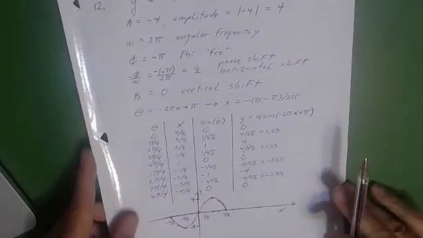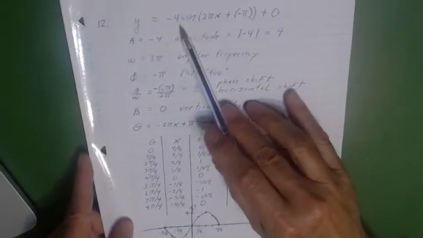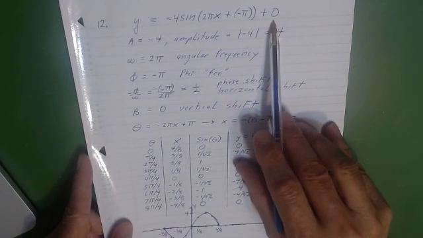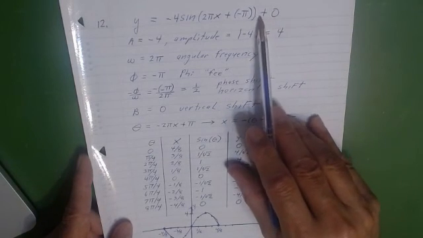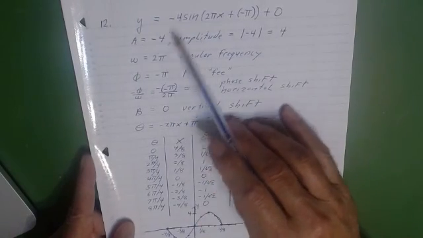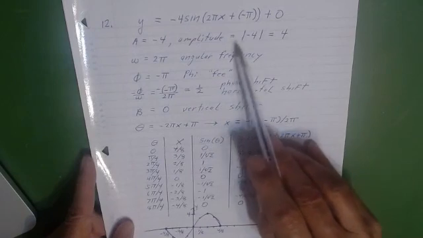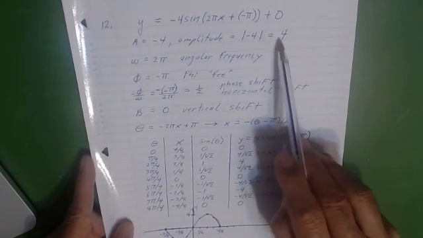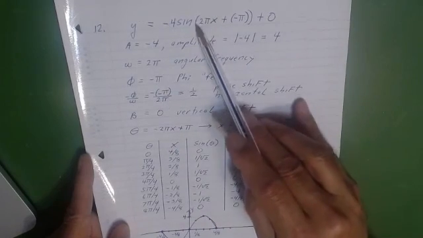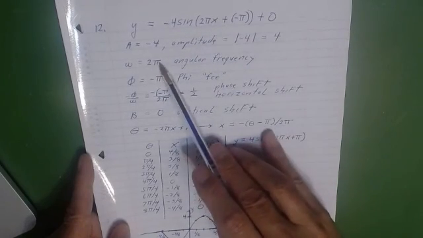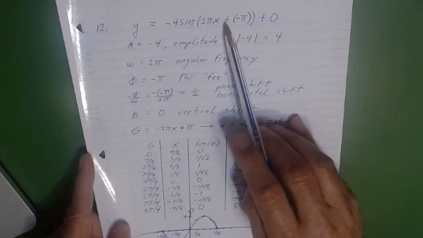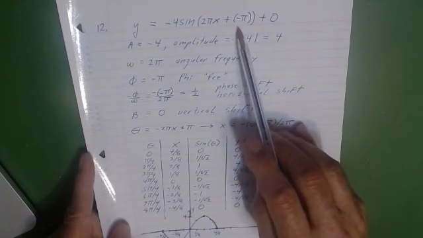So here it is rewritten in standard form. Our b was 0. There was nothing out here, so that's the same thing as plus 0. So we can pick off all our parameters. A is -4. The amplitude is the absolute value of -4, which is 4. Omega is the angular frequency, so this 2 pi is omega. It's a positive number, which we like. Phi, we have it in standard form, plus phi, so this whole thing is phi.